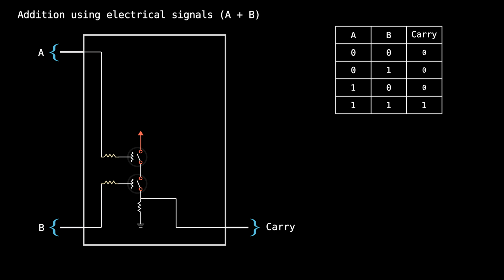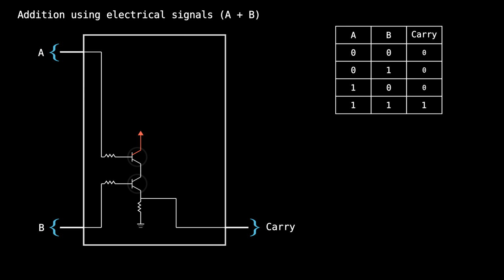Note that there are resistors at the inputs to limit the amount of current flowing through the circuit. We also add a pull-down resistor to ground so that when either A or B is 0, the carry line is pulled down to 0. We have now built a circuit that will produce the correct outputs for the carry bit given any combination of inputs A and B. In modern semiconductors, these electrically operated switches that we used here are called transistors.